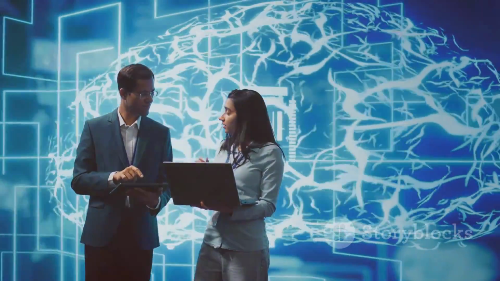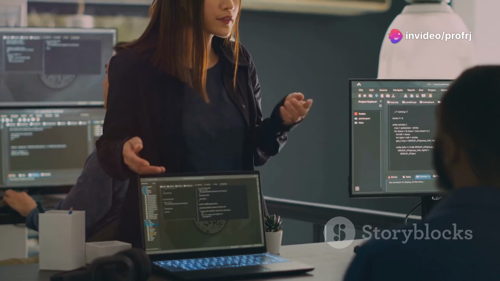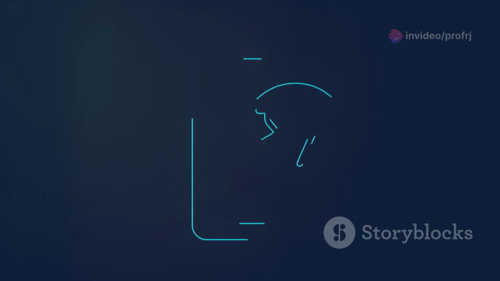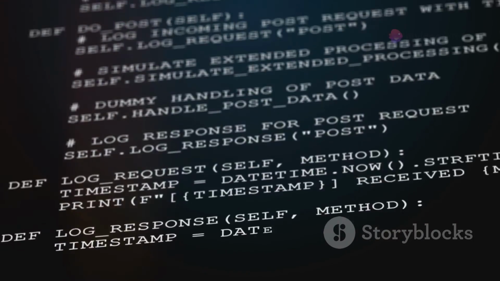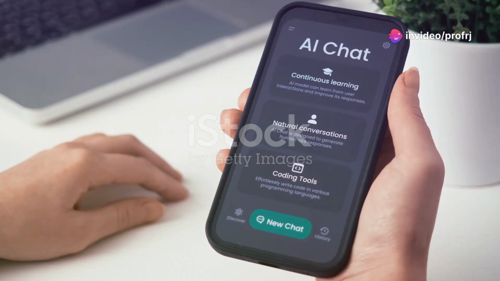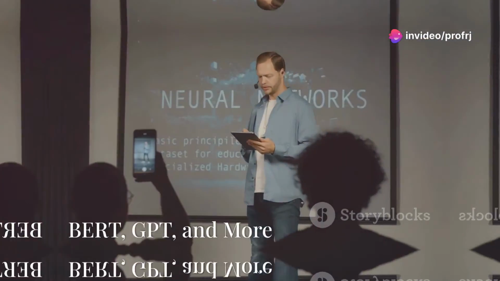Transformers have become the backbone of many modern AI applications. They're widely used in natural language processing tasks such as: 1. Machine translation, like translating text from English to French. 2. Text summarization, summarizing long articles into shorter versions. And 3. Even chatbots for generating human-like responses in conversations.